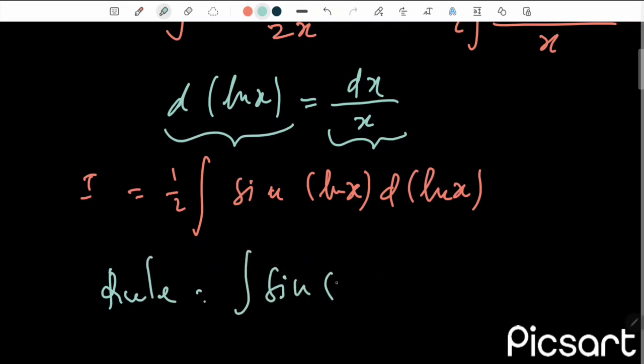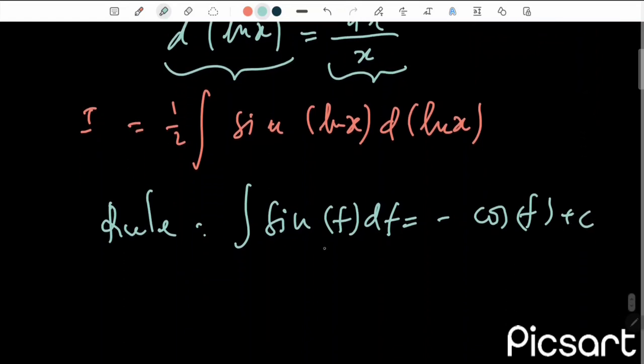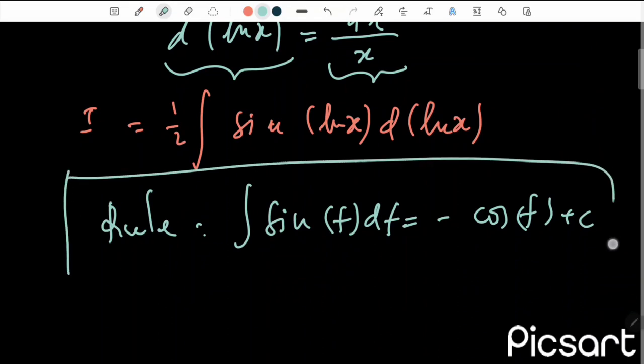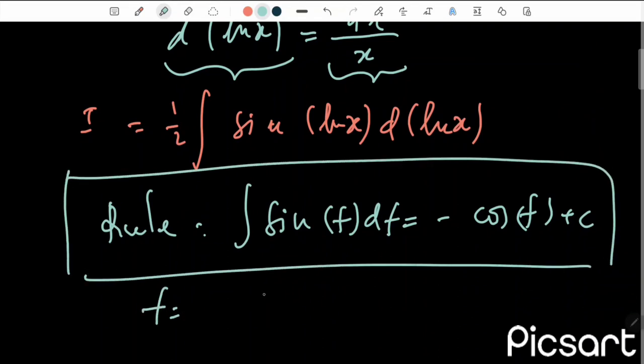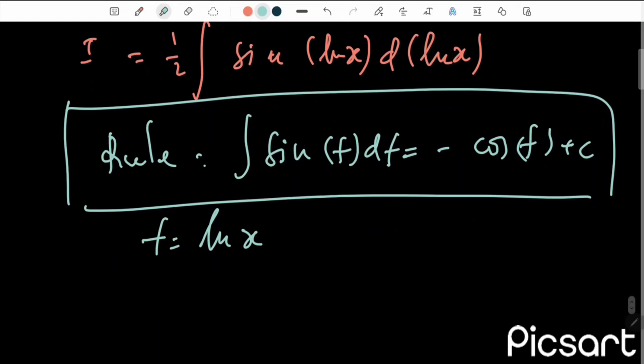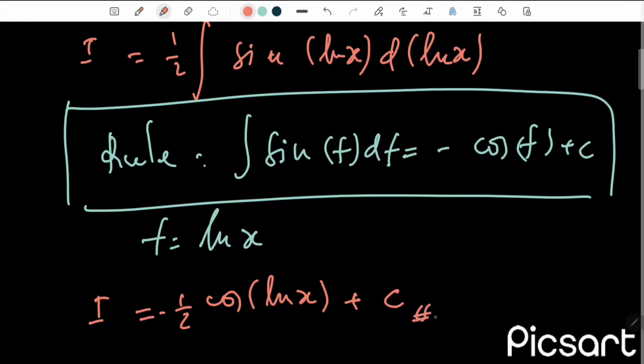the integral of sine of f df is equal to minus cos of f plus c, where our f function for our exercise is ln of x, and we have now I equal to 1/2 times minus cos of ln of x plus c, that is, minus 1/2 cos of ln of x plus c as the solution.